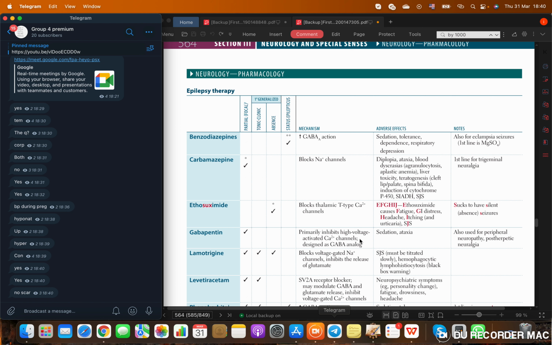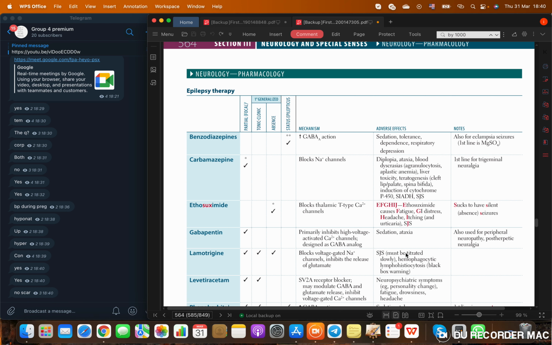Okay, the next thing. The next thing is ethosuximide. Oh yeah, this is high yield. Some of these drugs are quite high yield, some of them are so-so, you know? Like topiramate is so-so, lamotrigine, they care about one thing in it. Levetiracetam, never saw a question about it. But ethosuximide, I always saw it. Benzo, I always saw it.